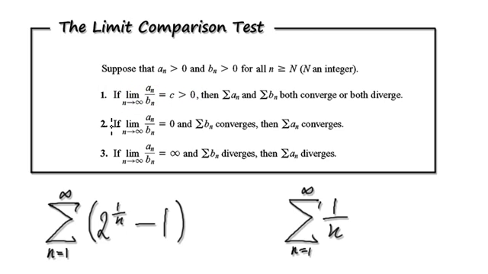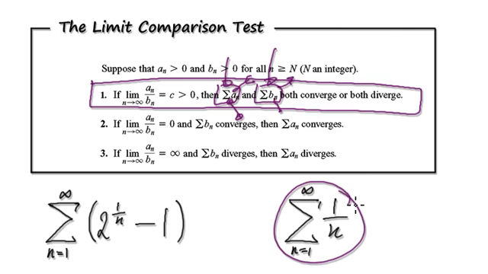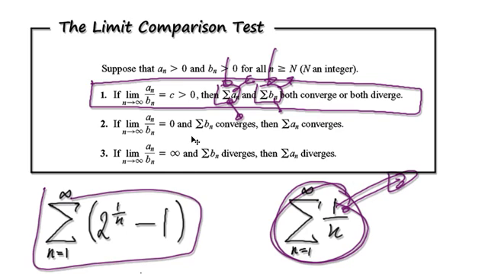So we would need to look at this scenario here. Well, this scenario here is saying that the thing that we're trying to investigate, compare that with something that we know about, they must both converge, or they must both diverge. Well, this series here diverges. We know that this series here diverges. Therefore, the thing that we're trying to investigate.